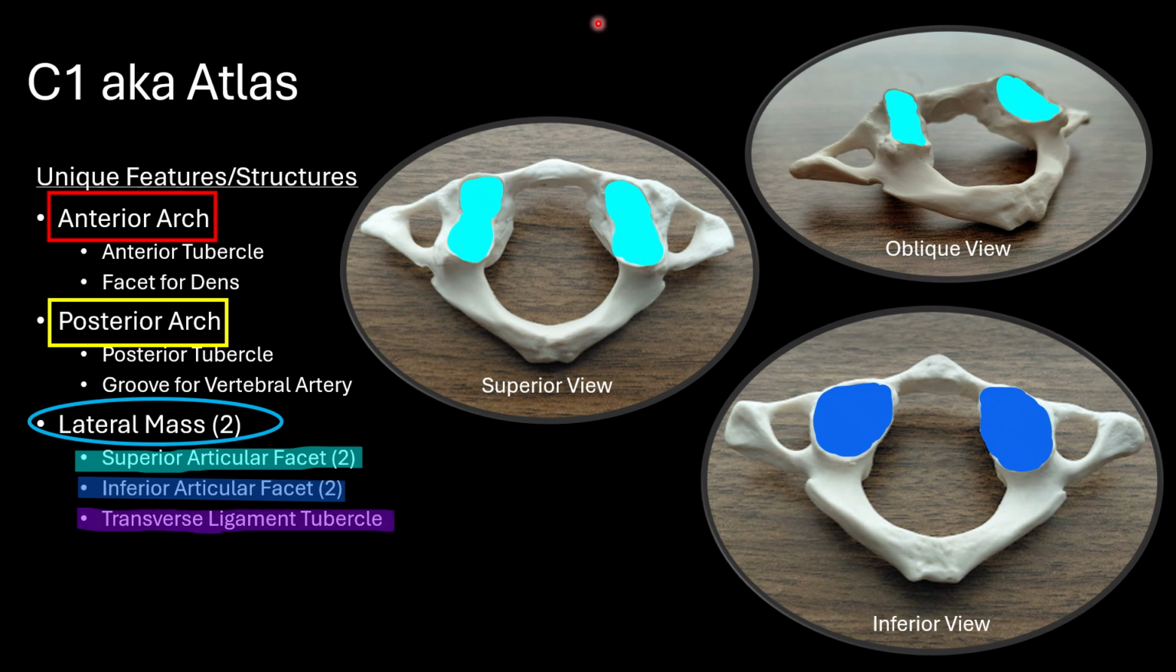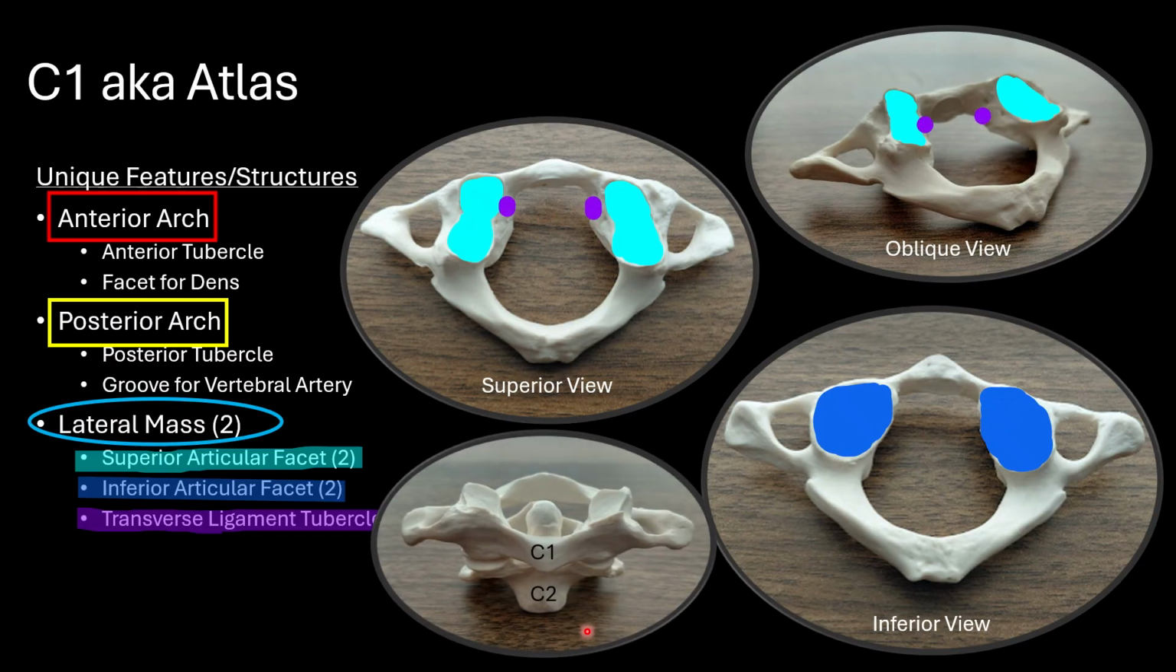The transverse ligament tubercles are part of the lateral masses on each side. And if we bring up this diagram, we can see C1 sitting on top of C2. That structure right there is the dens, so we'll place it right here. And what those tubercles do is essentially provide an anchor point right here for none other than the transverse ligament of the atlas. And what that does is it basically secures the dens in place and allows for rotation of C1 on top of C2.